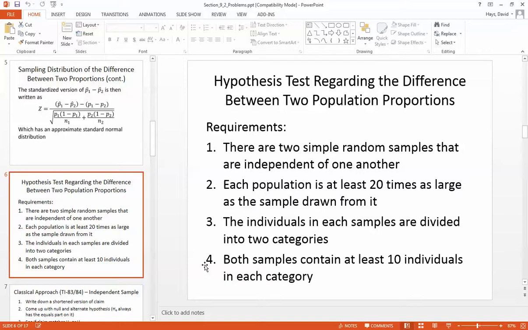It says the individuals in each sample are divided into two categories, because a proportion is like a yes or no type thing. Do you believe or do you not believe? Do you vote? Did you not vote? We're very black and white on this. There's no in between. Either you voted or you didn't vote. Both samples contain at least 10 individuals in each category. So even though up above we say that the population is at least 20 times as large as the sample drawn from it, we also say both samples contain at least 10.